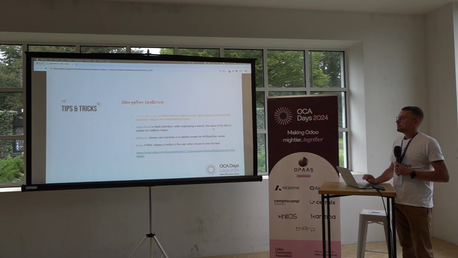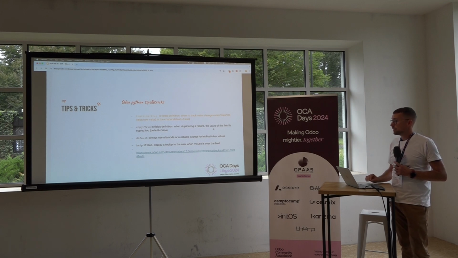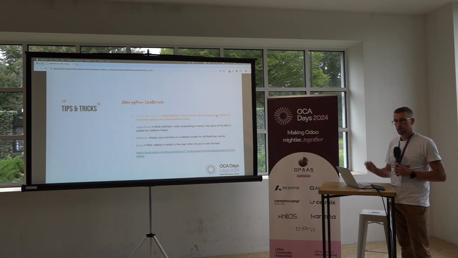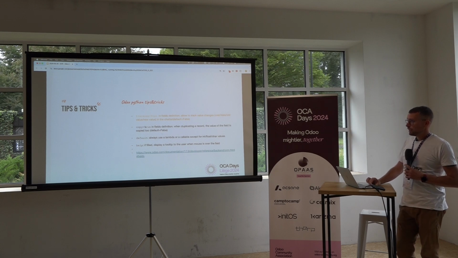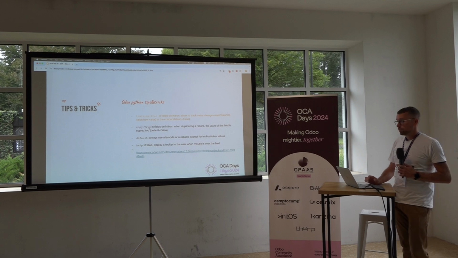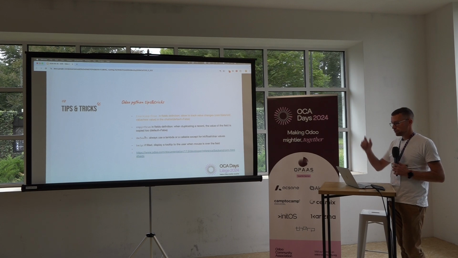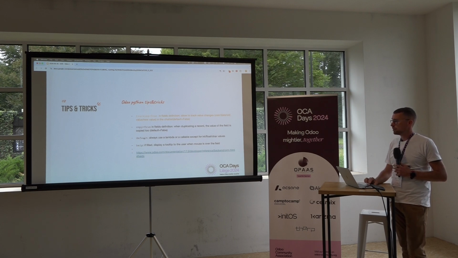Some Python tricks, you can add tracking equal true. So in the chatter, you will have the new value and old value, and who did the change and at which time. Copy equal true in the field definition: when you duplicate a record, it will duplicate the value too. By default, the value is not copied. You can add a default value. I showed something in the beginning about a car having 4 wheels by default.